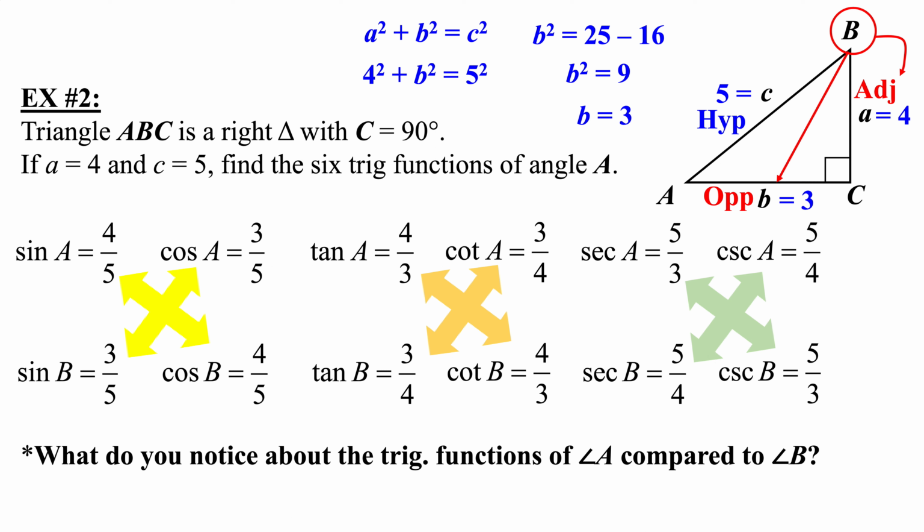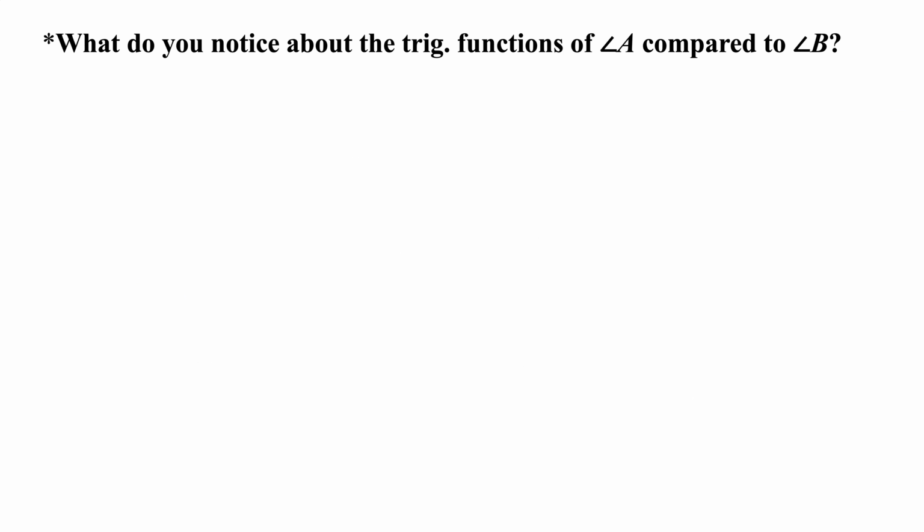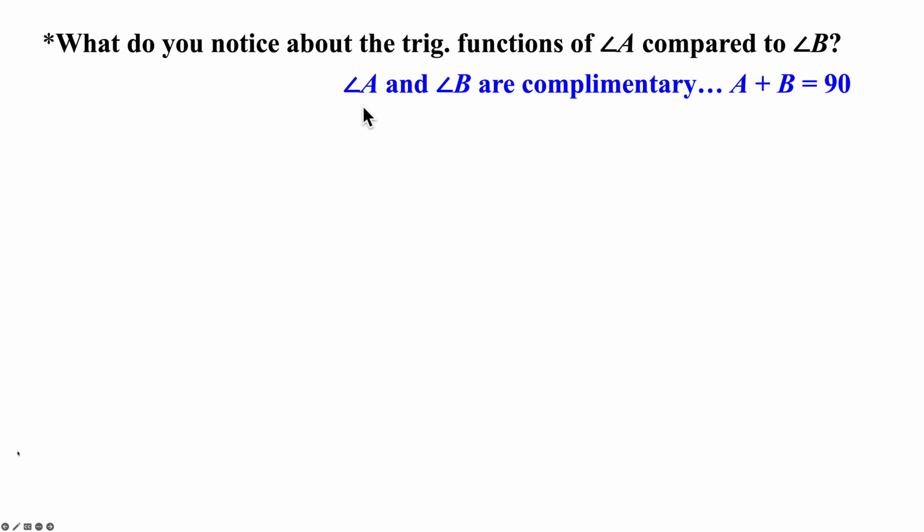Everybody seem to agree? Now, we're going to push this a little further. This is not just by accident because of this particular triangle. This is going to work for all right triangles. So we're going to create a new identity based on these relationships here. The one thing you should have noticed is that angle A and B are the two acute angles of our right triangle. They are complementary. So A plus B has to equal 90 degrees.